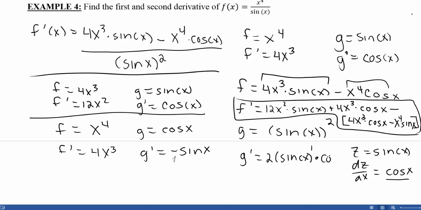So times cosine x. So now we have all the pieces we need to plug in to get our final derivative. So let's plug everything in very, very carefully. So again, in the top, we're going to have f prime times g minus f times g prime.